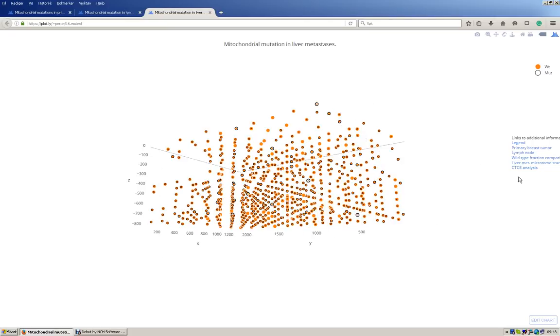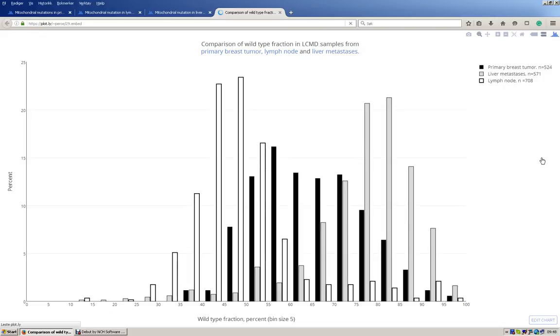So what does it look like if we compare the wild type fraction from all these beads in this plot, the previous and the previous plot there again? That would look something like this. The primary tumor is the black, and it has this distribution where most of the sampling, our laser capture samples, has a wild type fraction around 60%. While in the lymph node, there is less wild type fraction. Actually, that means there is more mutant. While in the liver metastasis, there's a higher percentage of wild type fraction.